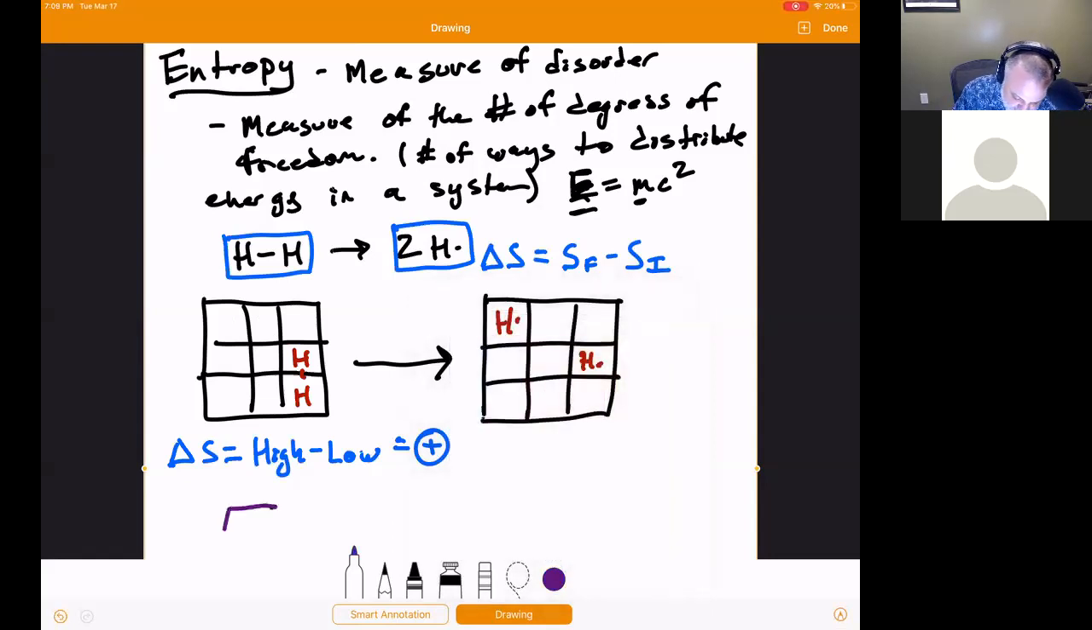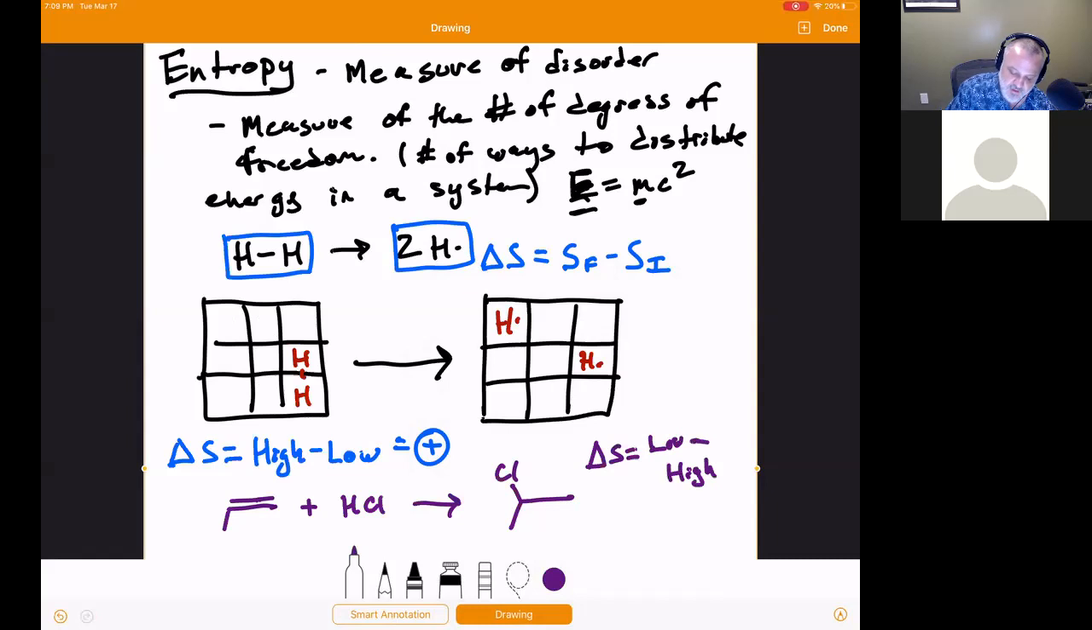So we could say something like this. I've got alkene plus HCl, and I create a chloroalkane. How is the entropy change in this case? I've got delta S, and the final position is 1 particle. So it has more constraints. It's lower energy. It's smaller. It's a low number minus a high number in the reactants, because I've got 2 particles. So in this case, delta S is negative. And so this is what entropy is all about. And that's how we're going to do it.